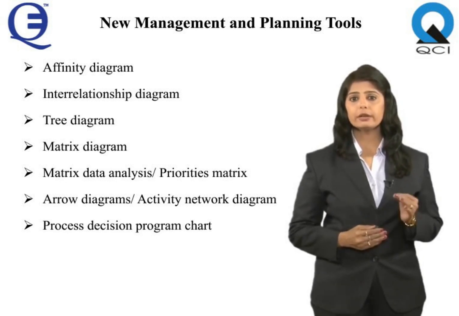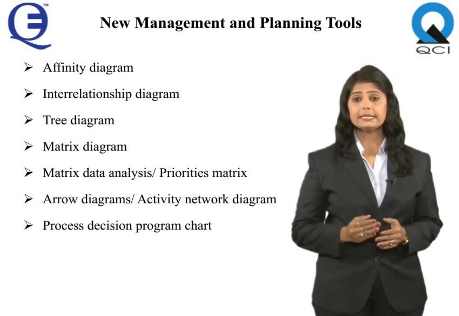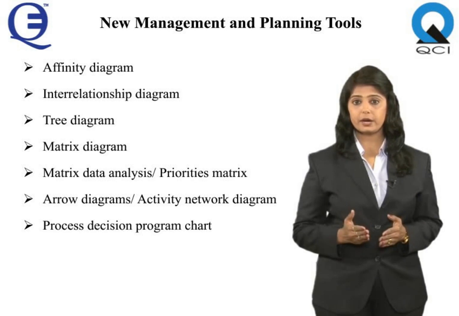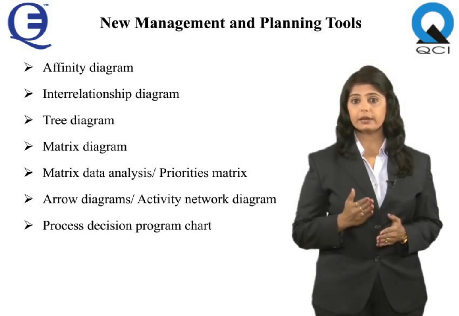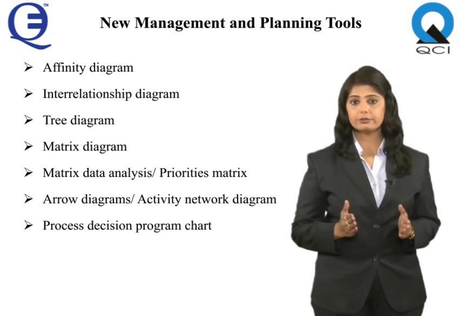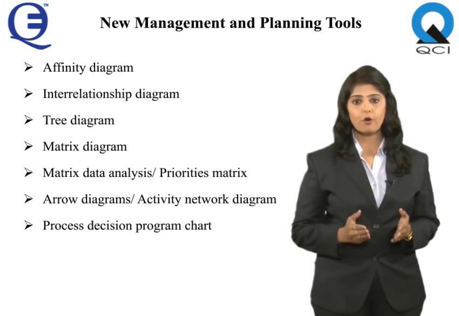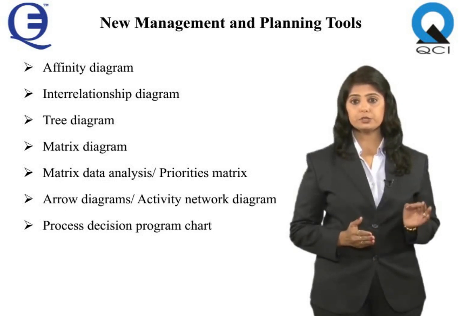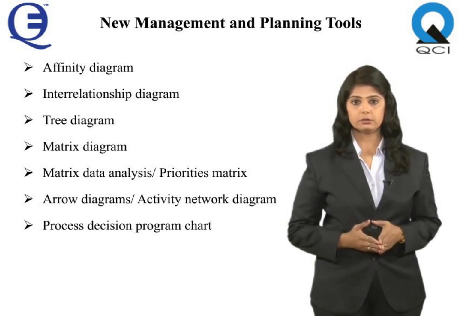2. Interrelationship diagram. It is an analysis tool that allows a team to identify the cause and effect relationships among critical issues. 3. Tree diagram. It breaks down broad categories into finer and finer levels of detail. 4. Matrix diagram. It shows the relationship between 2, 3 or 4 groups of information.